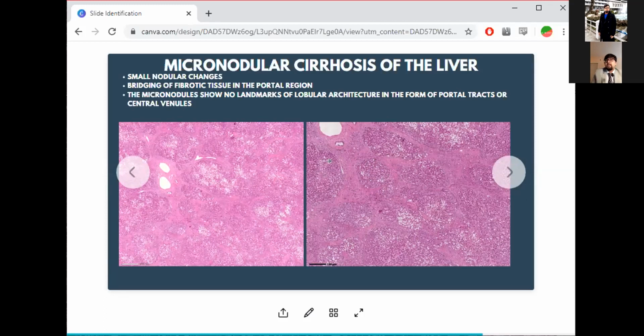And if I look at this slide, I know that these are small, right? These are smaller nodules. This is what micronodular cirrhosis looks like. In micronodular cirrhosis, the size of the nodules themselves are very, very small. They are less than 3 millimeters in size. That's your classification. If it is greater than 3 millimeters, then it becomes macronodular.